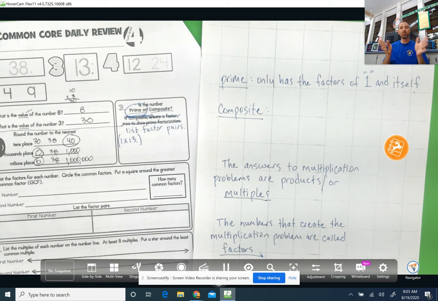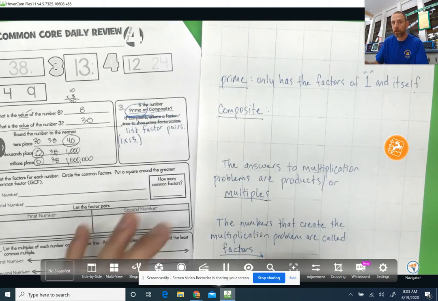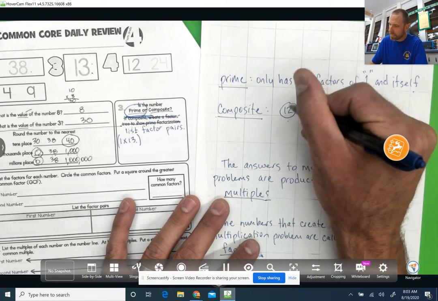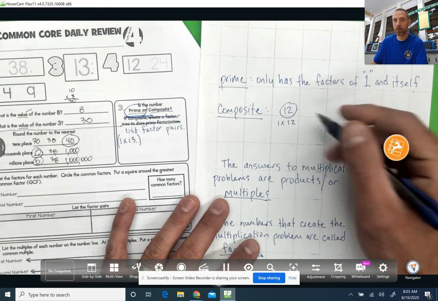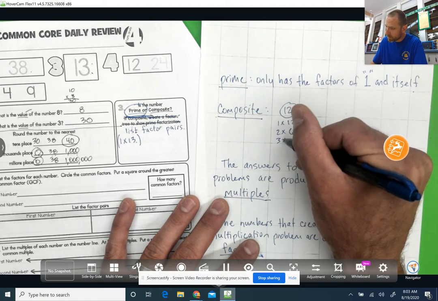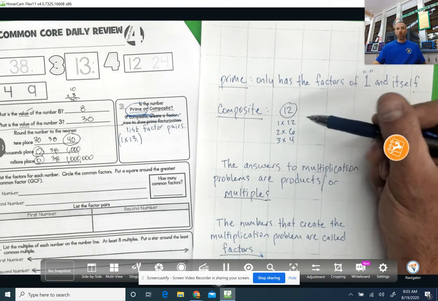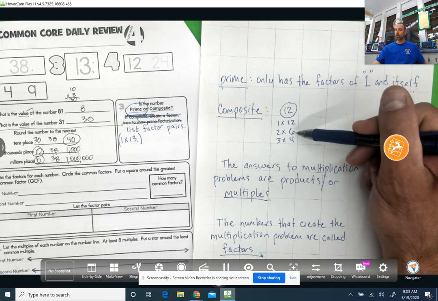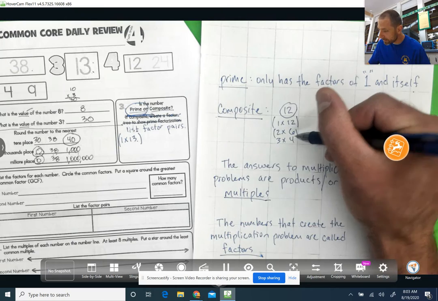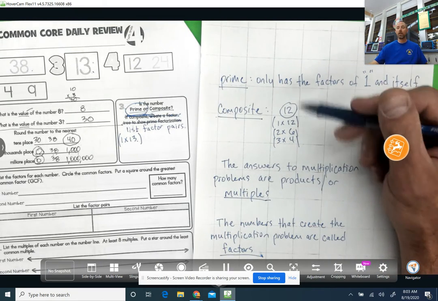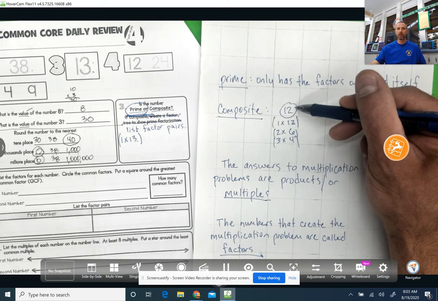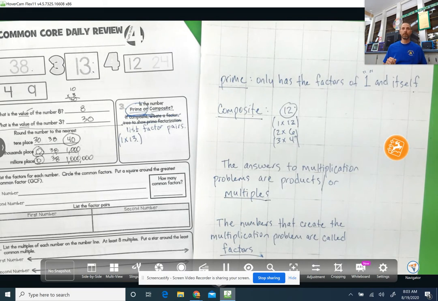A composite number is the complete opposite. It would be like the number 12. The number 12 has 1 times 12, 2 times 6, 3 times 4. So the number 12 has 1, 2, 3 factor pair sets. Okay, that's three factor pairs. That makes the number 12, because it's more than just one and itself, a composite number.